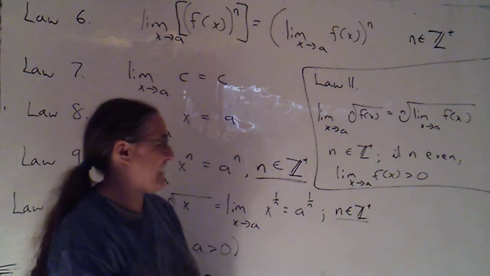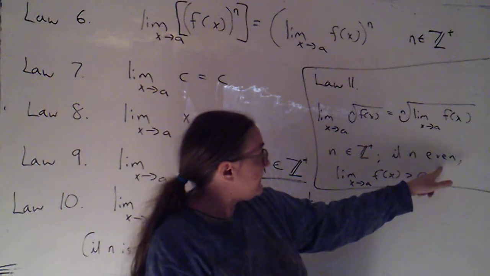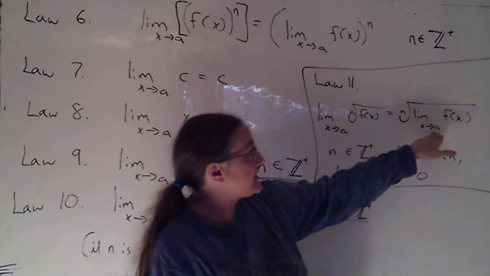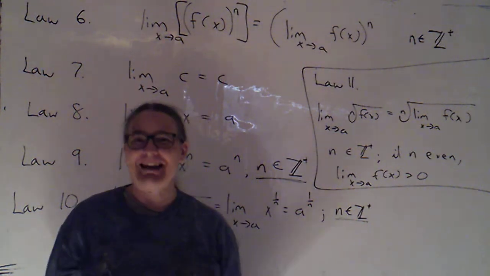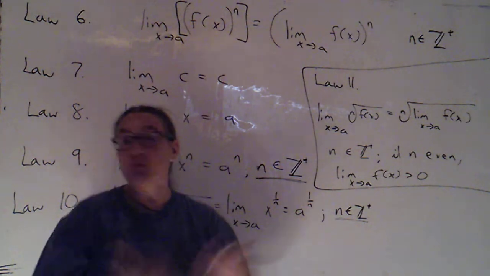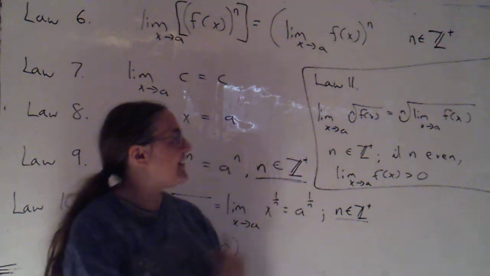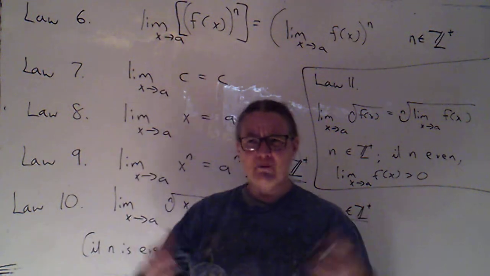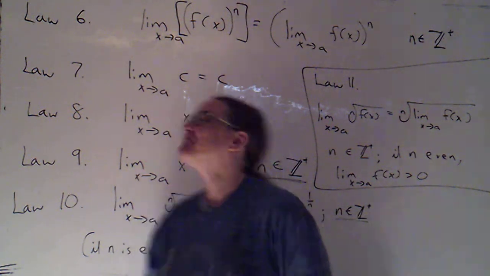Okay. They do have this qualification: if n is even, then we're going to suppose that what's underneath here is positive to avoid the problem of taking an even root of a negative number, which we can't do in the real numbers. So we do have to qualify this a little bit to say, hey, it works as long as we're getting something that makes sense. Okay.